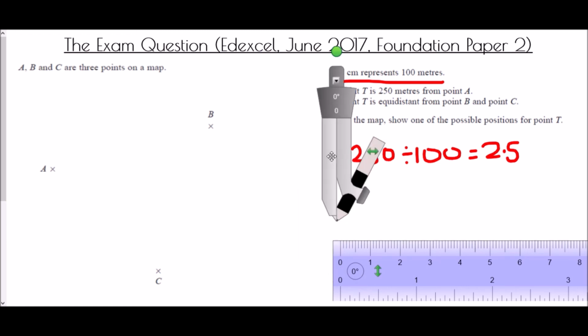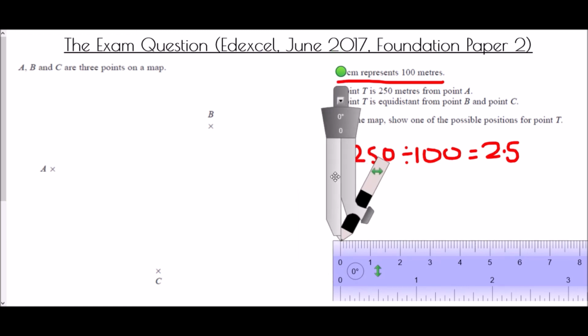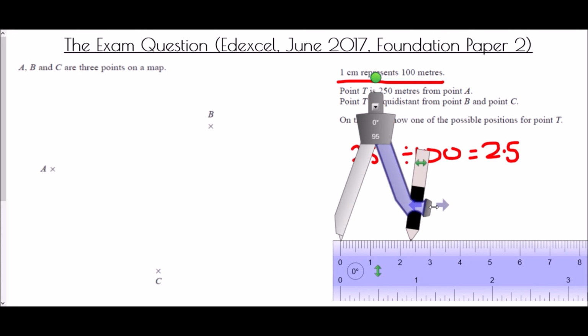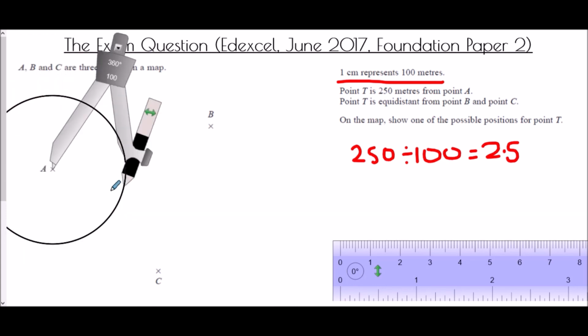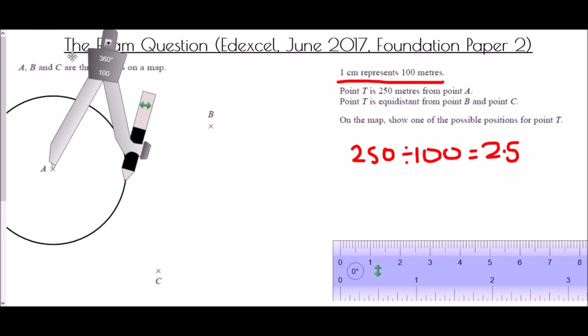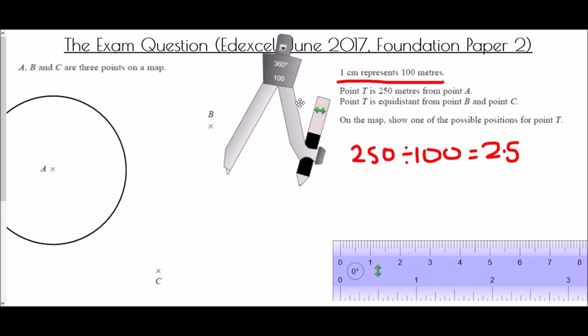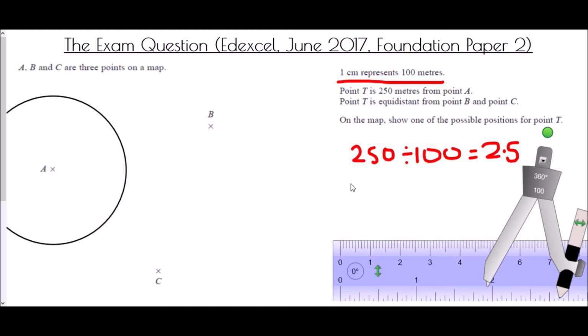So I'm going to grab my compass and measure 2.5 centimetres on my compass, and it was from point A. So the first thing I'm going to do, 250 metres from point A, well, that is a circle. It's a circle at point A. That is going to be enough in this question to get you at least a mark straight away.